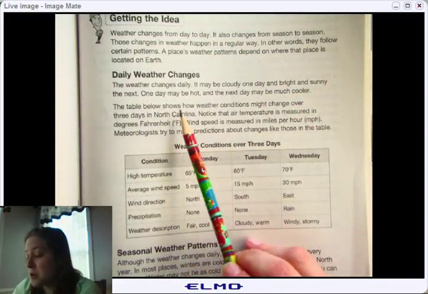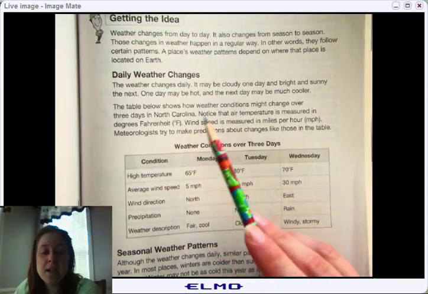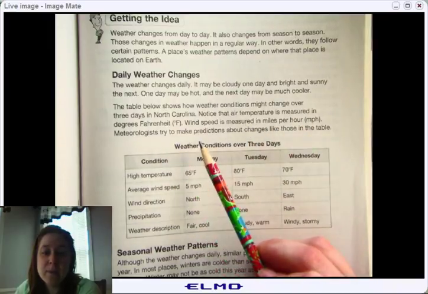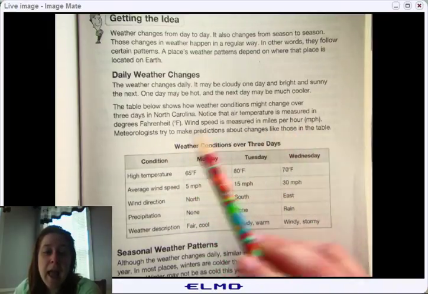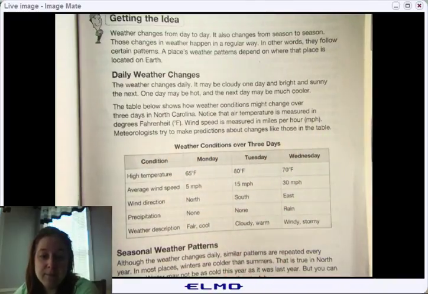The table below shows how weather conditions might change over 3 days in North Carolina. Notice that the air temperature is measured in degrees Fahrenheit. Wind speed is measured in miles per hour. Meteorologists try to make predictions about the changes, like those in the table.